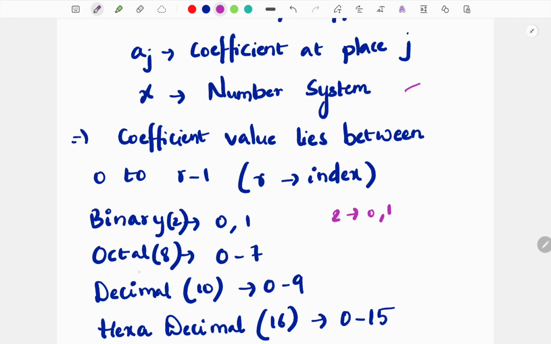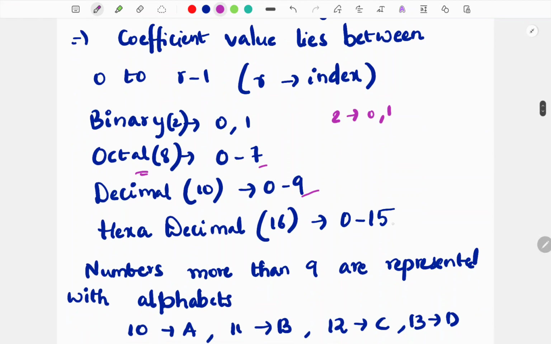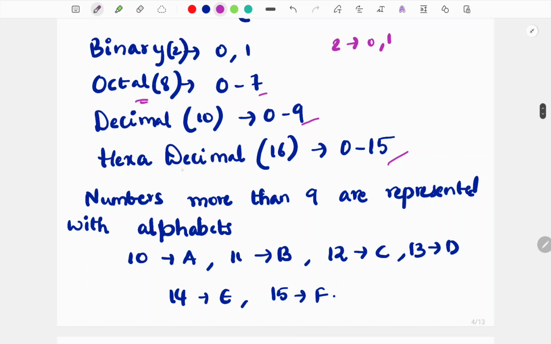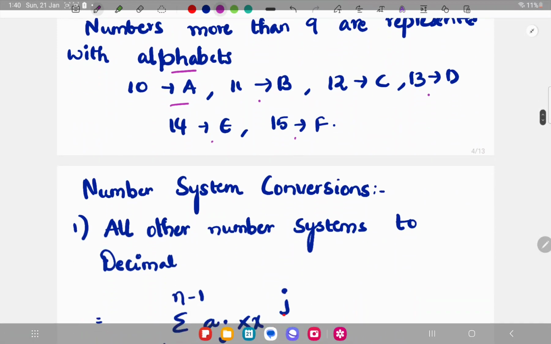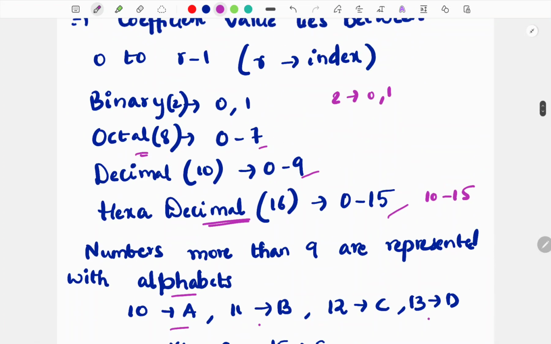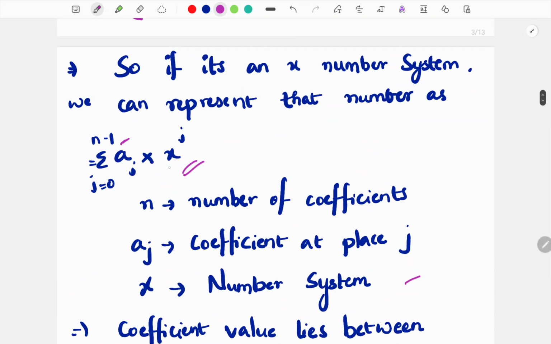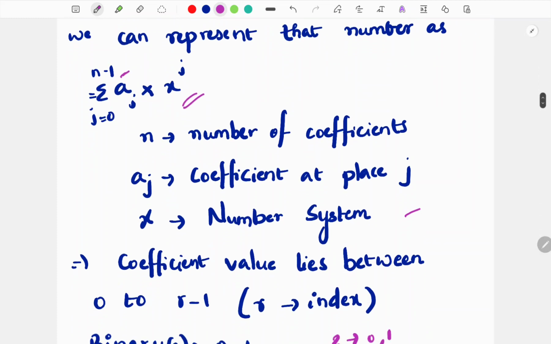If it is octal, it is 0 to 7. If it is decimal, it is 0 to 9. If it is hexadecimal, it is 0 to 15. If the numbers are more than 9, for example 10 to 15, these can be represented with alphabets: 10 being A, 11 being B, 12 being C, 13 being D, 14 being E, 15 being F. So each coefficient lies from 0 to base minus 1.